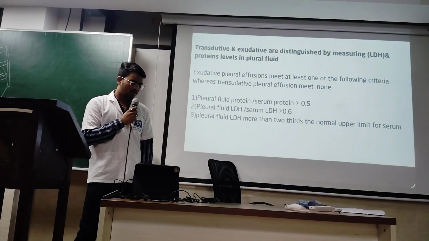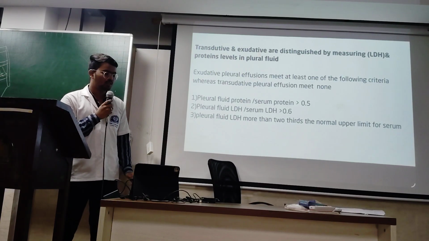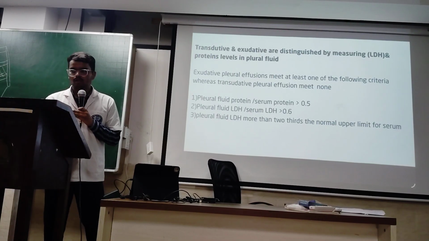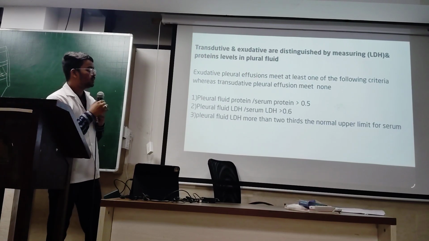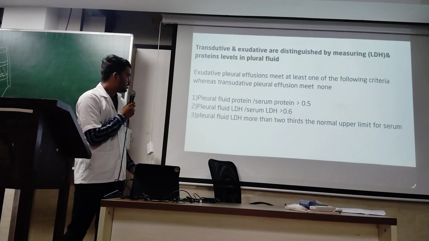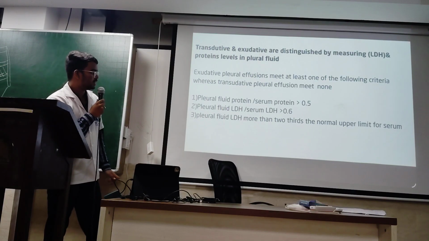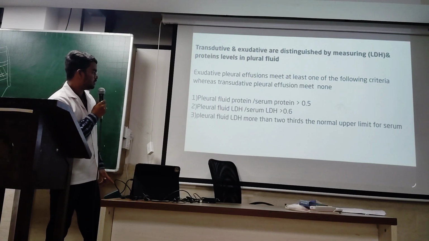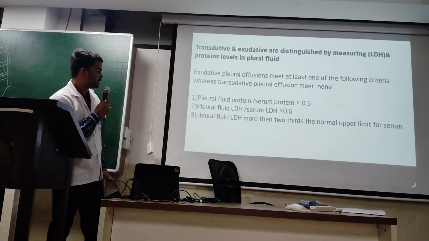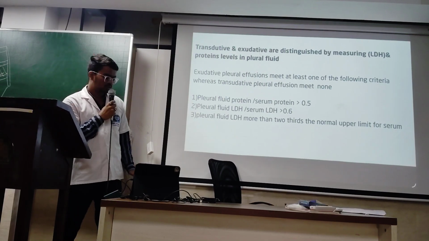The transudative and exudative types are distinguished by measuring the lactate dehydrogenase and protein levels in the pleural fluid. There is one criteria called Light's criteria, which helps to distinguish between the transudative and exudative types of pleural effusion. The exudative type meets the following: the ratio between the pleural fluid protein and serum protein is greater than 0.5, the ratio between the pleural fluid lactate dehydrogenase and serum lactate dehydrogenase is greater than 0.6, and the pleural fluid lactate dehydrogenase is more than 2/3 of the normal upper limit for the serum.